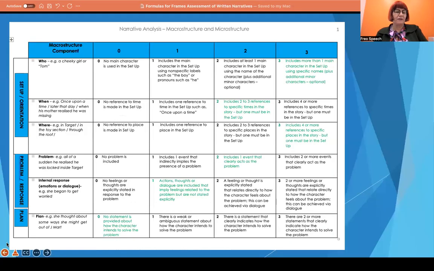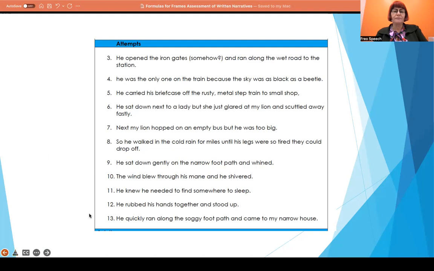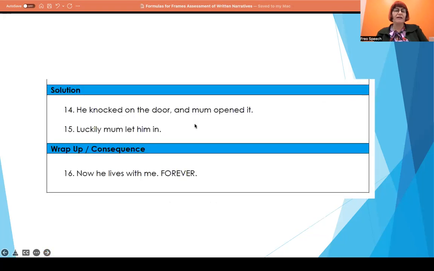You'll see what she's done here wherever she's used that adversative "but" here, and there's another "but" here. So in those two instances, because she used those buts, she's actually attempting to solve the problem, but there's failed attempts. And then the solution is that he knocked on the door and Mum opened it and she let him in. And then the wrap up is that he lives with her forever now.